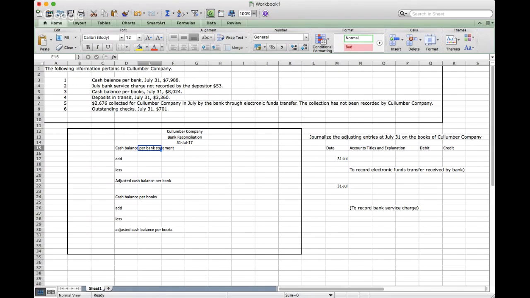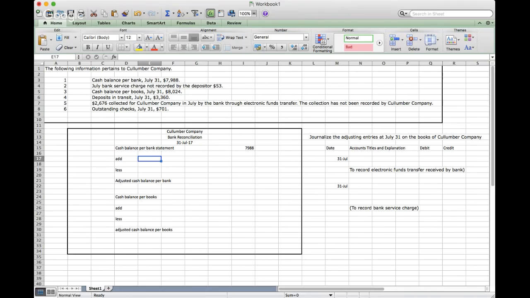So to start off, we're gonna start with the cash balance per bank statement. And in the reading, it says that there's 3 steps to doing this. So we're just going to start off. We see from up here that the cash balance per the bank was 7,988. So we're just going to put that in. Okay, and so step 1 is to add our deposits in transit. So that's what we're going to do.